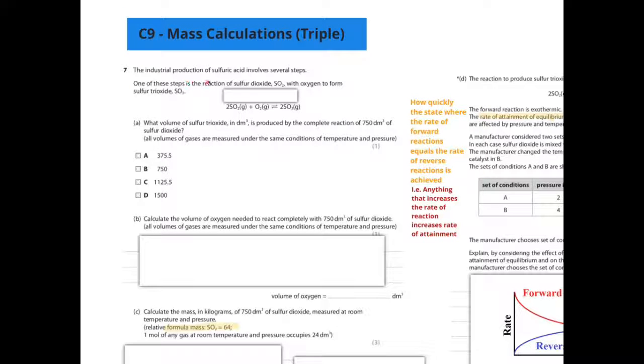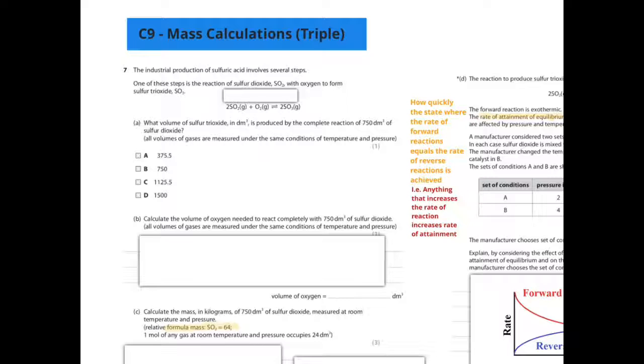The industrial production of sulfuric acid involves several steps. One of these steps is the reaction of sulfur dioxide, SO2, with oxygen to form sulfur trioxide, SO3. This means it's a reversible reaction. What volume of sulfur trioxide in decimeter cubed is produced by the complete reaction of 750 decimeter cubed of sulfur dioxide? All volumes of gases are measured under the same conditions of temperature and pressure.